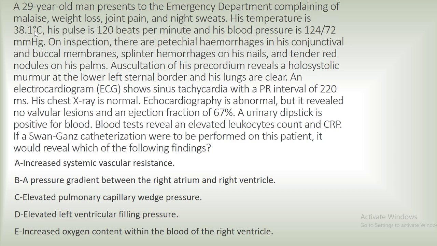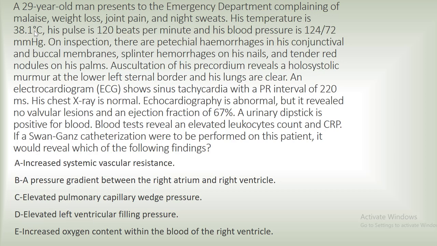But the magnitude of the shunt is limited by the size of the defect. The small VSD will only allow a minimal amount of blood to be shunted from the left ventricle to the right ventricle, so it doesn't cause any increase in pulmonary blood flow. However, because it is passing through a tiny hole, this would generate more turbulent flow, causing the murmur, and this would cause damage to the endocardium, making you more susceptible to developing infective endocarditis, as in this case.